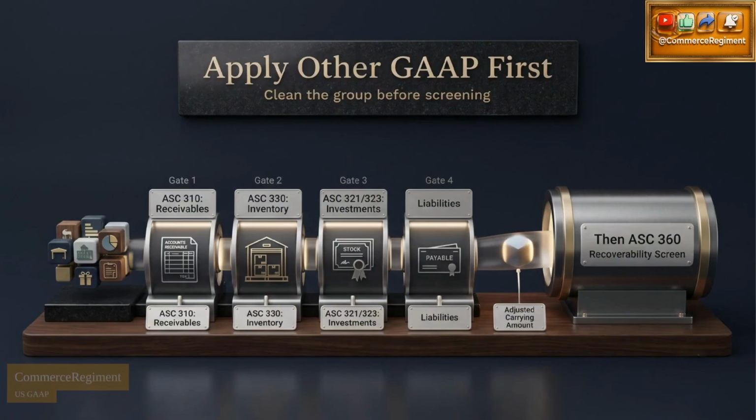Before applying the ASC 360 recoverability screen, accounting should clean the group under other applicable guidance. Receivables should be evaluated under the relevant receivable and credit loss guidance, including ASC 326 where applicable. Inventory should be reviewed under ASC 330. Investments should be assessed under their own guidance, such as ASC 321 or ASC 323 where relevant. Liabilities should also be recognized or adjusted under applicable standards. Only after those adjustments should the ASC 360 screen be applied to the long lived asset group.